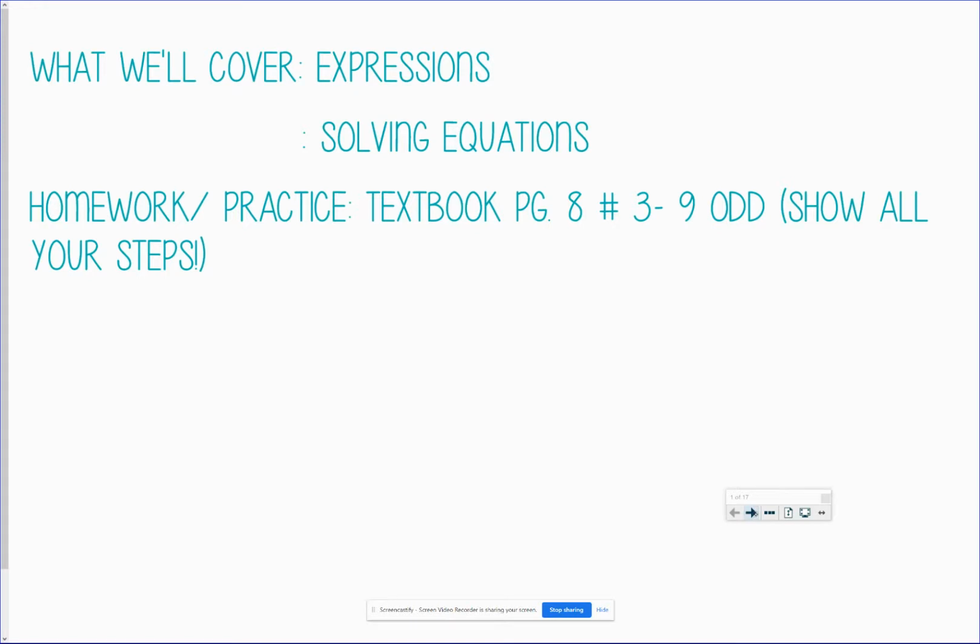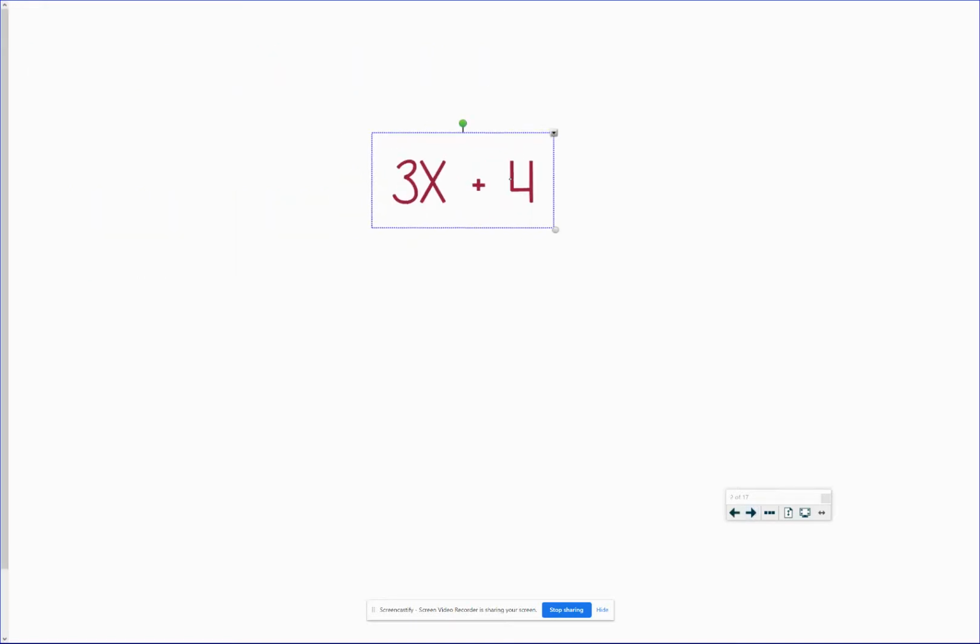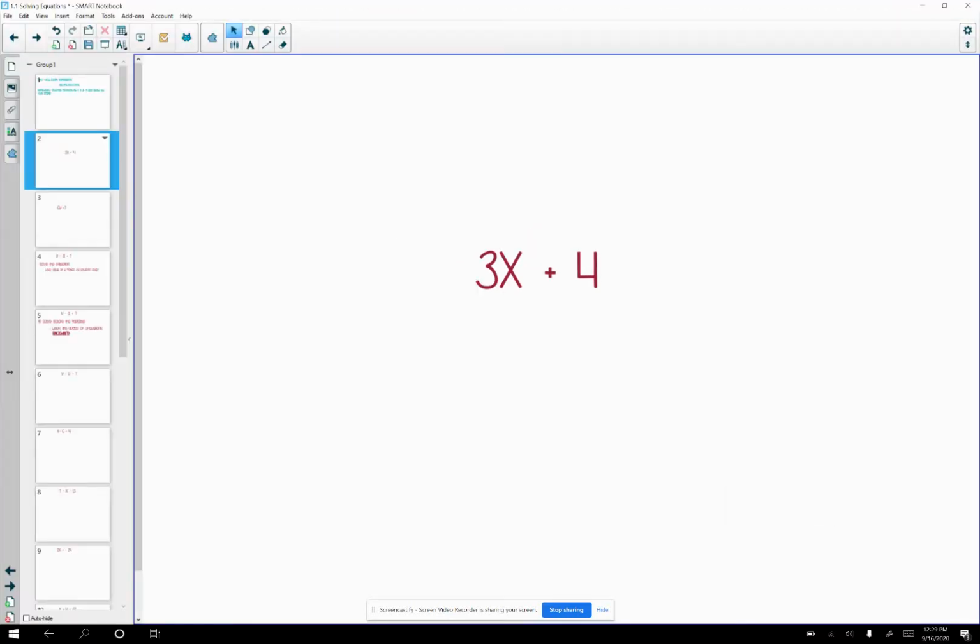So let's get started. First thing we're talking about is an expression. An expression has a few parts, as you see here, and I'm going to identify each of them. The x, or any letter you might see, is our variable. This is one of our vocab words we're going to use a lot. When we have a letter that's representing a number, that's a variable. When you have a number that sits by itself, it's called a constant.